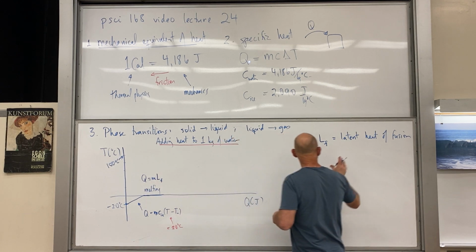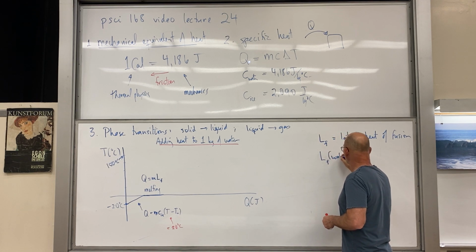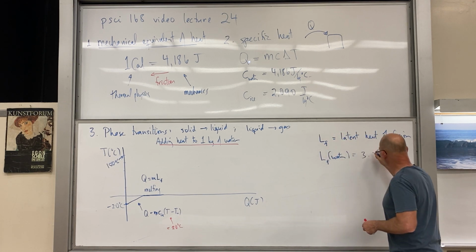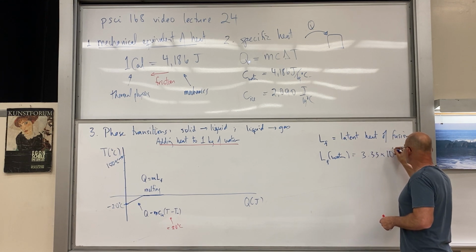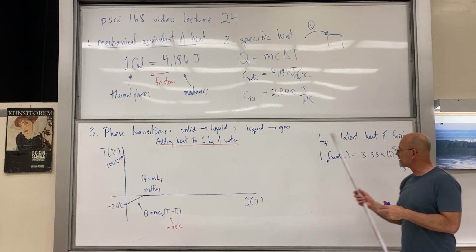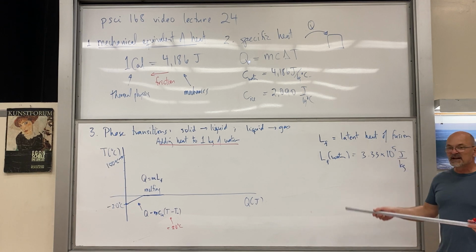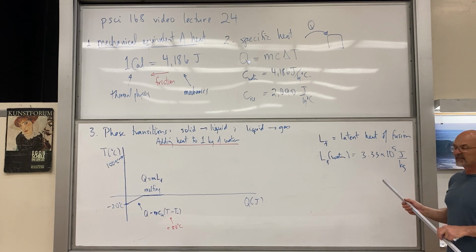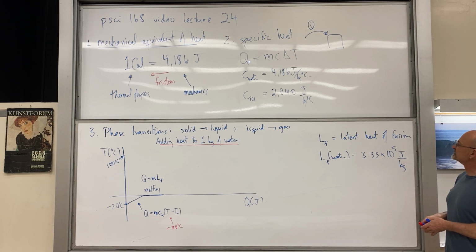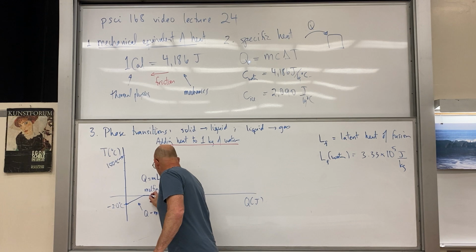That means it's proportional to the mass, but M times L sub F is some number of joules. So latent heat of fusion, L F for water, equals 3.33 times 10 to the 5 joules per kilogram. So if we're doing 1 kilogram of water here, 3.33 times 10 to the 5 joules. Now we don't usually memorize numbers, but we have to make some sense of that, because that is a tremendous amount of energy actually. Hold on to that thought. So now it's melted. We're all the way over here.